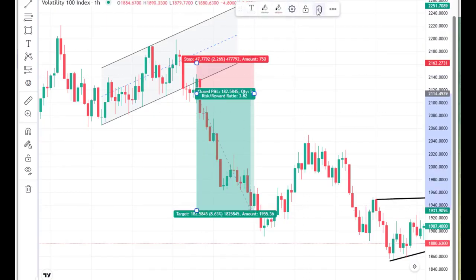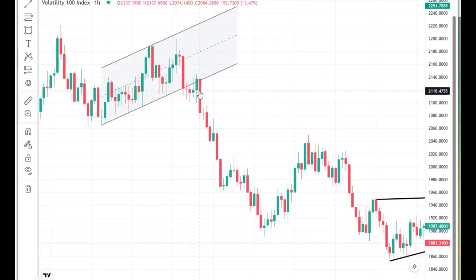So I'll be sharing with you secrets: how you should enter, what to consider to be a valid breakout, where to place your stop loss and your take profit when you want to trade trendline breakouts. All right.